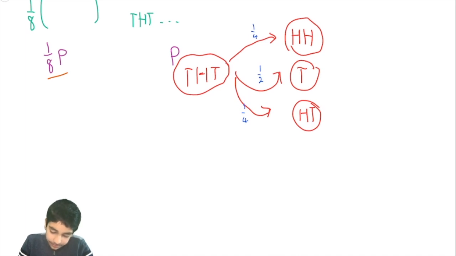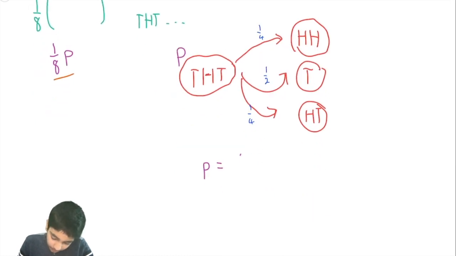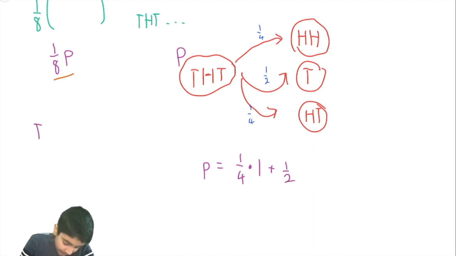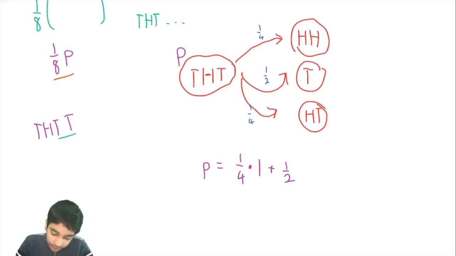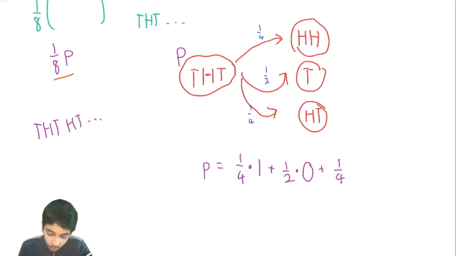We can write a states equation. P is going to be equal to, well, there's a 1/4 chance to go to HH, so there's a 1/4 chance that Deborah will roll 2 heads in a row and win. There's a 1/2 chance that if you roll tails, so THT and then a T, Deborah loses, because now there are 2 tails in a row before 2 heads in a row. But then there's also a 1/4 chance that you'll go to HT. And if you go to HT, then it's THT, HT, so we're essentially back at the same state again, going all the way back here.